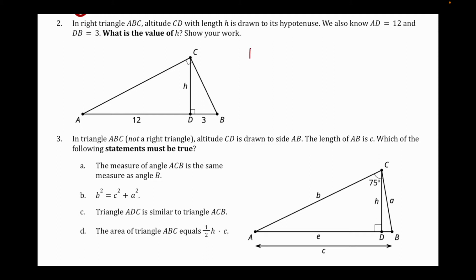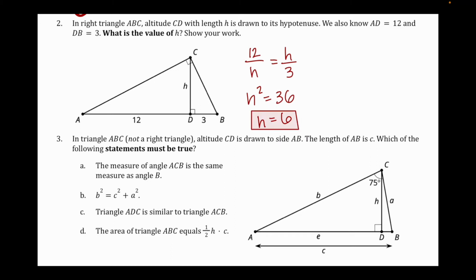We can say that 12 over H is equal to H over 3, because the altitude, this one right here, is the geometric mean between the two separate pieces of the hypotenuse. And being the geometric mean means that we can set it up in a proportion like this, and it will be diagonal from itself. So now all we have to do is solve. We'll have H squared equals 12 times 3, which is 36. That means square rooting both sides, H is going to be 6.